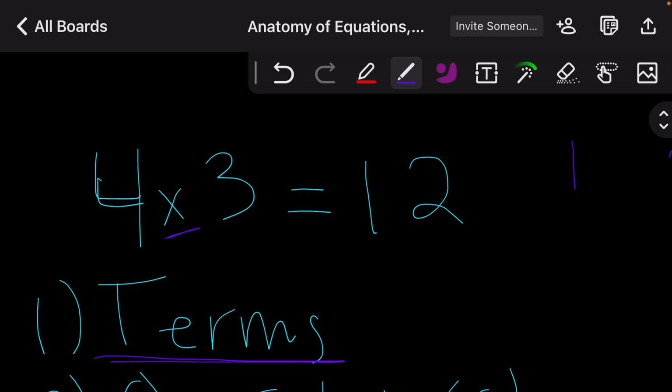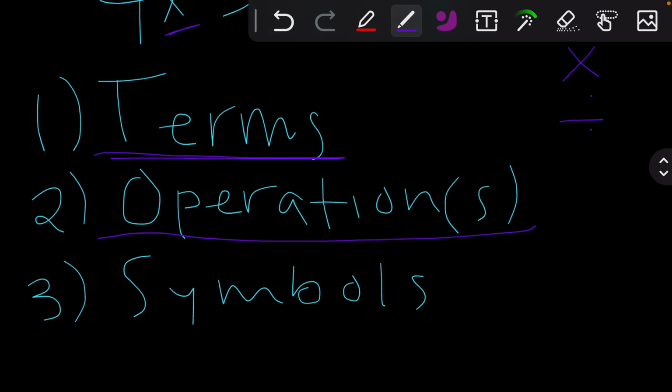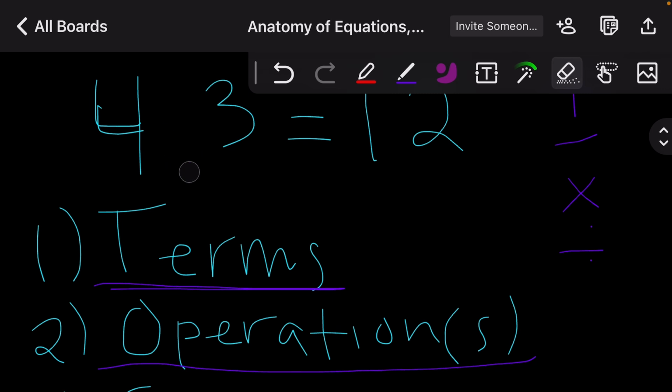There are 4 operations that we'll see in equations: addition, subtraction, multiplication, and division. Operations tell us to do something. Operation tells us what to do. We add, multiply. For example, if I were to replace this with the plus sign, we're being asked to add. So we look at the symbol, or we look at the operation, and we say, okay, we have to add.